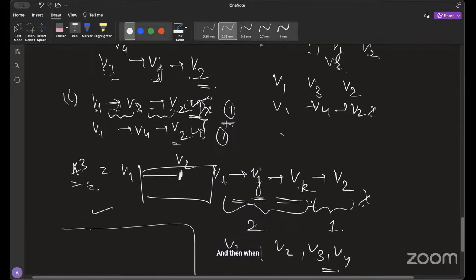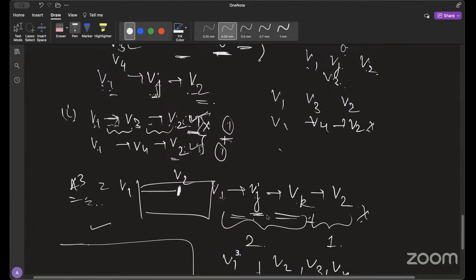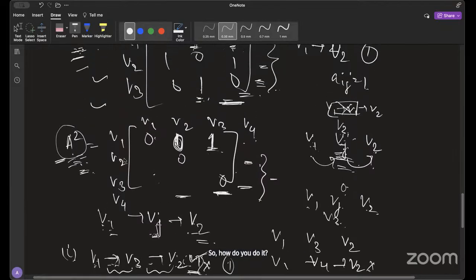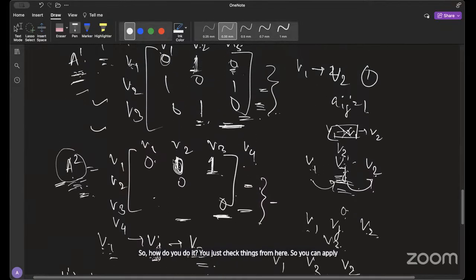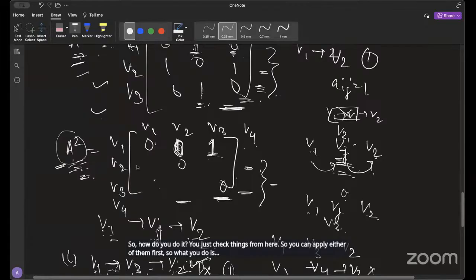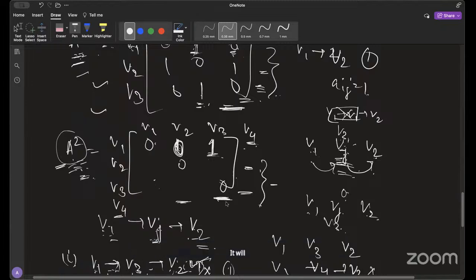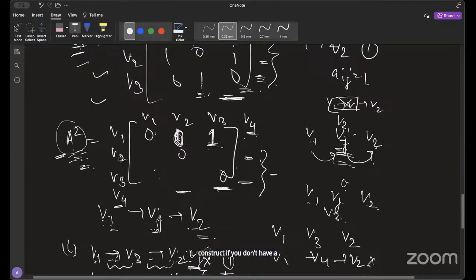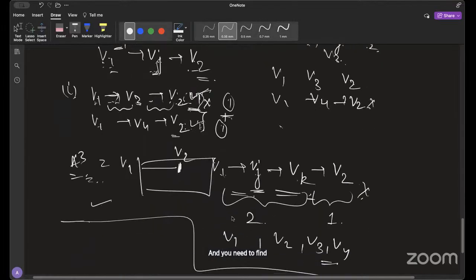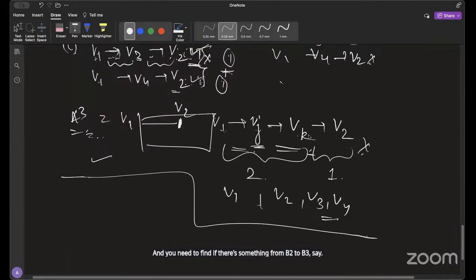And then when you come here, you need a path of length 3. So how do you do it? You just check things from here. You can apply either of them first. If you want to find it from v2 to v3, let's say v4 is also here, because otherwise it's not even possible to do the A cube thing. A cube won't be possible to construct if you don't have a v4 here. So you go from v2, and you need to find if there's something from v2 to v3, say, or v1 to v2, say.